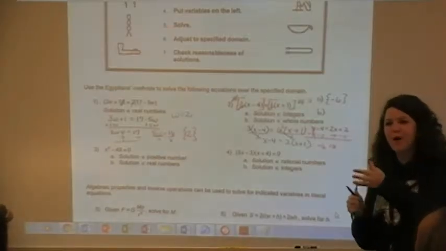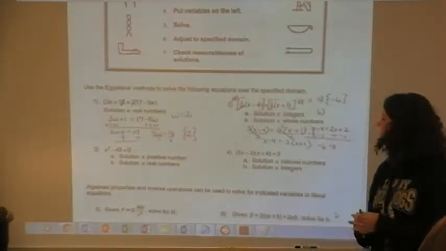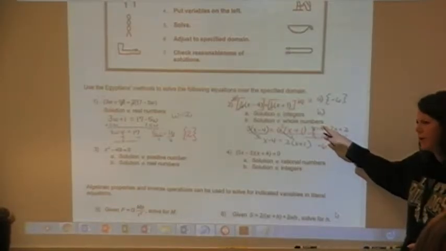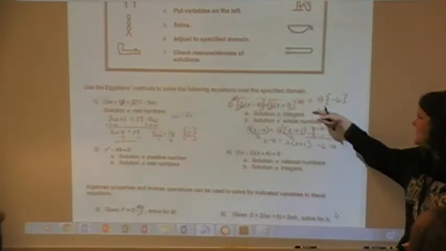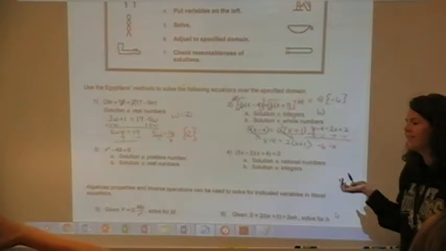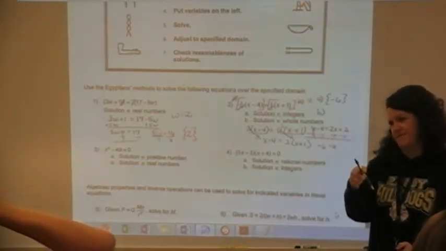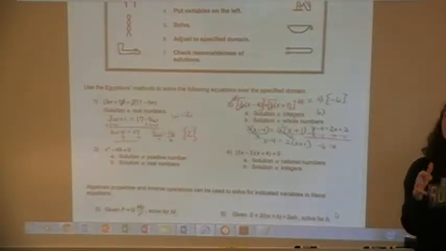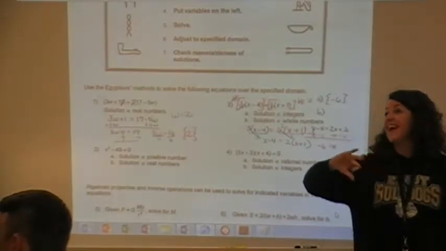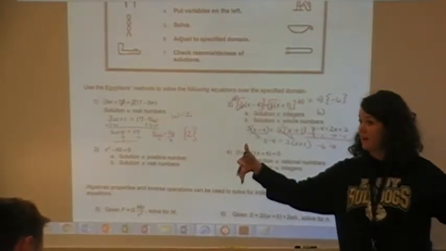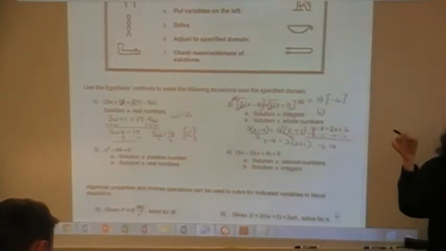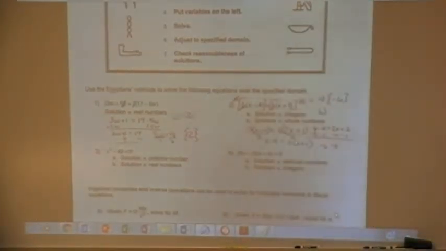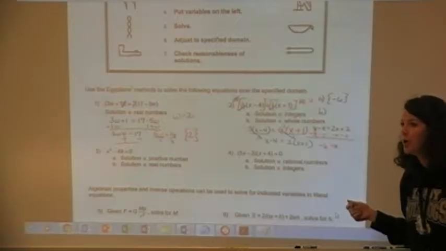Okay, so this is the problem, and I don't know how we fix this, because the next thing says whole numbers. So if that's integers, what are whole numbers? Whole numbers are 0, 1, and all the positives. Integers are 0, the positives, and the negatives. Non-fractions, whole pieces. So for B, is negative 6 a whole number?